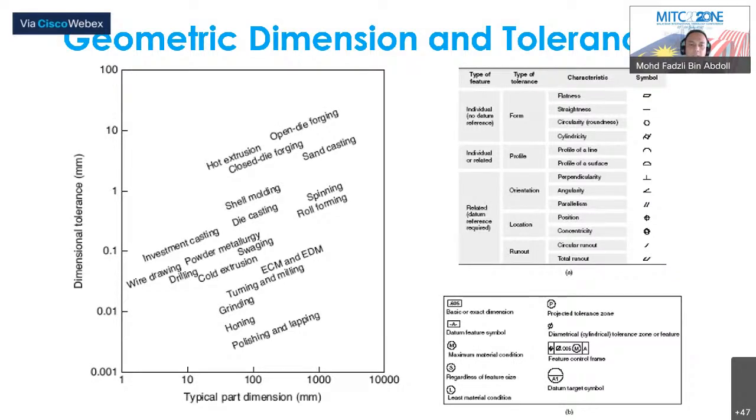Ini simbol lah, kalau tengok graf ni adalah antara dimensional tolerance dan juga critical part dimension, and then this is adalah dia punya apa kata machining process yang suitable lah untuk tolerance tu. Okay, if let's say kalau kata your dimensional tolerance you adalah 0.1 and then typical part dimension adalah lebih kurang 10, maksudnya dia punya the suitable manufacturing process adalah investment casting. Itu contoh-contoh. Ini simbol-simbol lah yang berkaitan. Ini semua you dah belajar dalam engineering drawing.